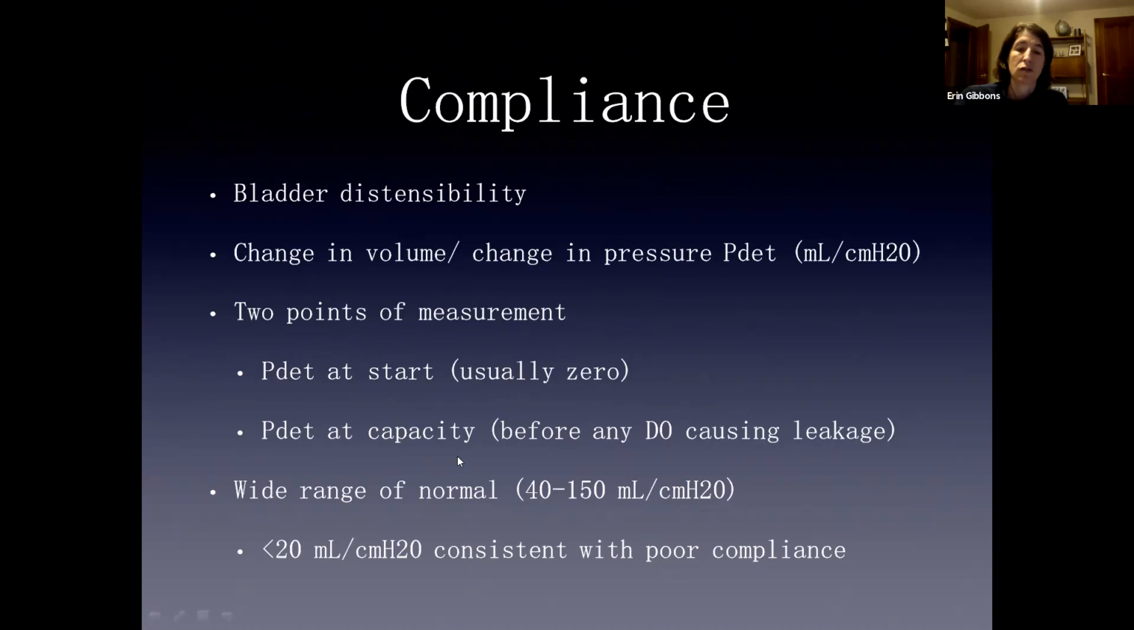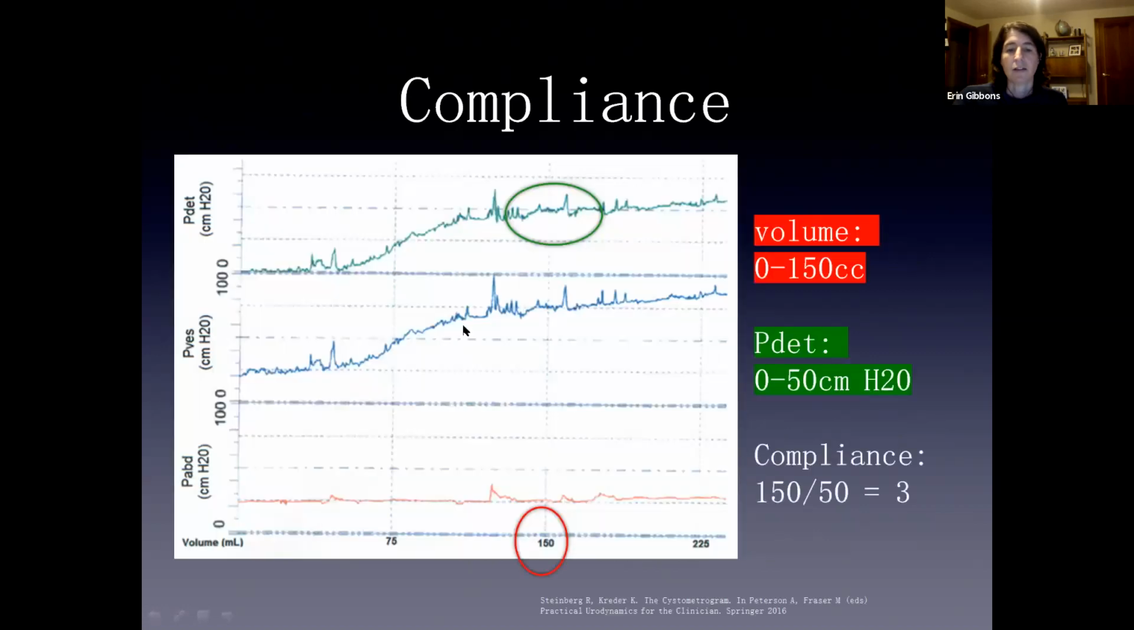And then the detrusor pressure, usually at capacity or just before any overactivity episodes. And it can range quite widely. And there's really no normal for compliance, although the big thing is to look for low compliance. So a compliance less than 20 is considered concerning. So I will tell you, most people don't sit and calculate this out. But it is good to be able to look at it and know what you're going to find.